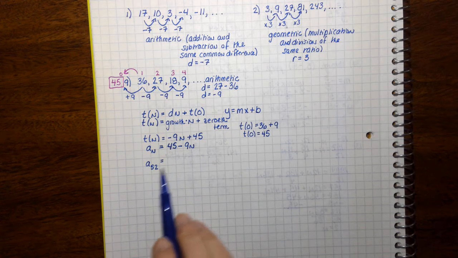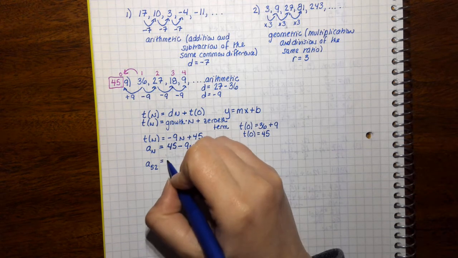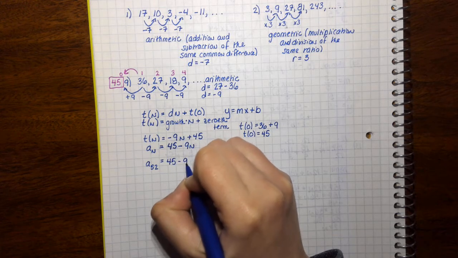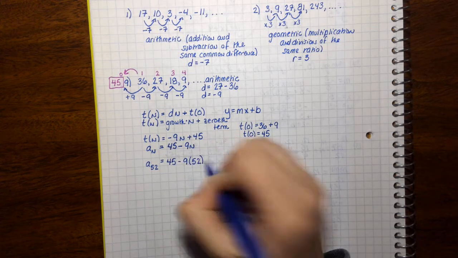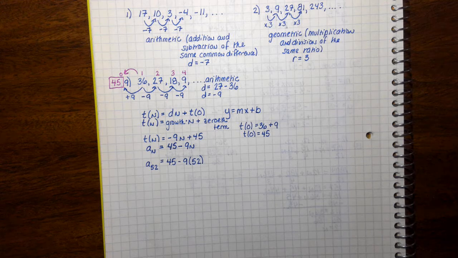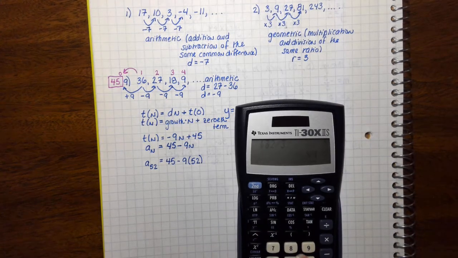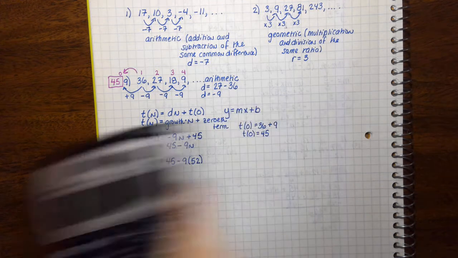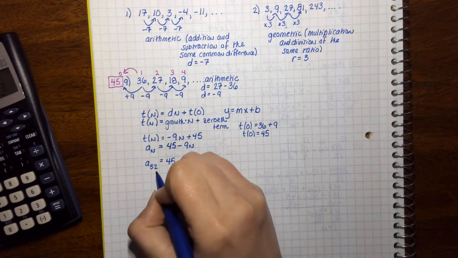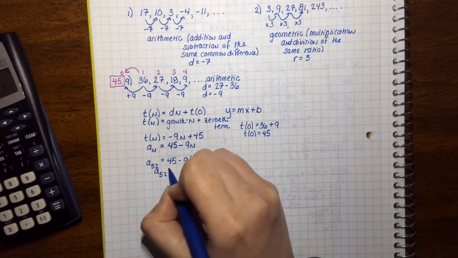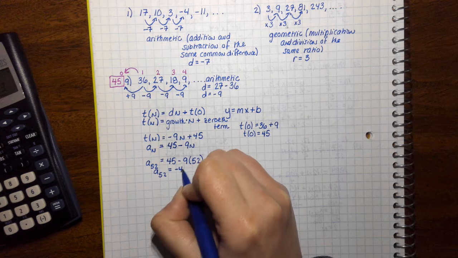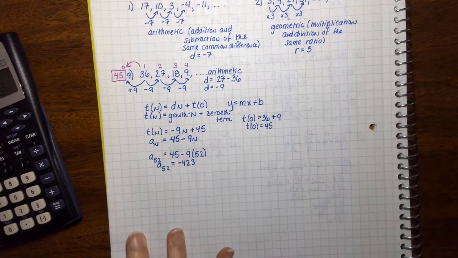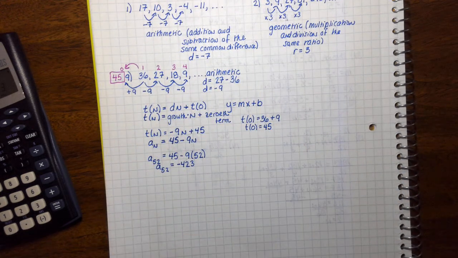What I can do is plug in 52 for n. So 45 minus 9 times 52. Okay, take my calculator. 45 minus 9 times 52 is negative 423. So a sub 52 is negative 423. And I know that that seemed like that problem took a while, but they'll get much faster as you go.